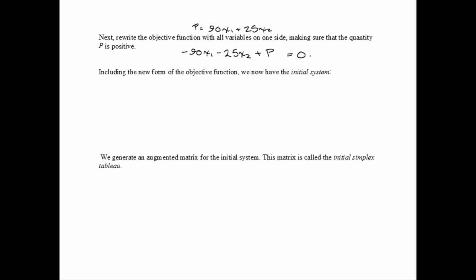We're going to put that together with the constraints that we've rewritten with the slack variables, and we're going to have something called the initial system. We're going to list the constraints first and the objective function last. Leave yourself some room, because some of the variables will not appear in all the equations, and if possible we would like the variables to all line up nicely.